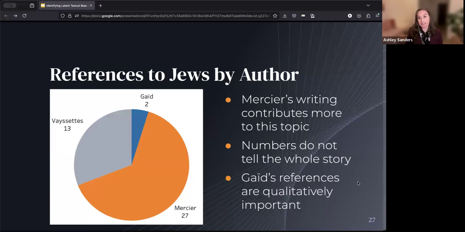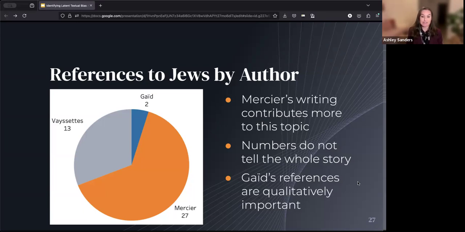In the work by the Algerian author Gaïd, he only references Jewish people twice in his entire chronicle. Bayset mentions Jewish people 13 times, and Mercier mentions them 27 times. And so with this quick pie chart, I realized, okay, Mercier's writing contributes more to this topic. There are more references to Jewish people.